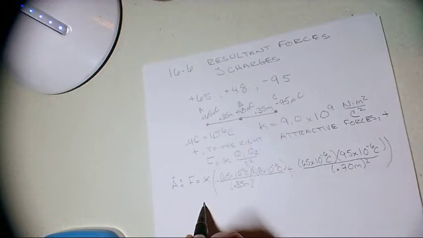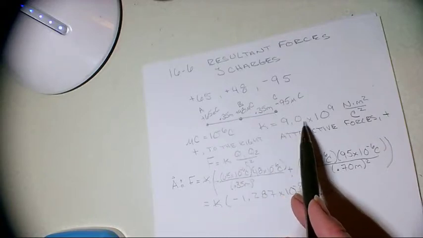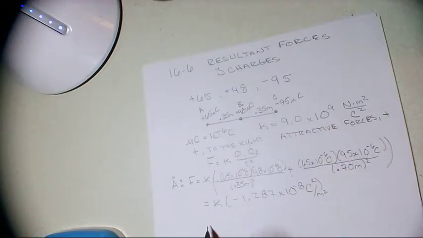So now we'll push the buttons and see what we get. I get negative 1.287 times 10 to the negative 8 coulombs squared per meter squared. Now I'm going to multiply it by K, which is 9.0 times 10 to the 9th, and I'm going to get negative 115.81 newtons as the net force for point A, or charge A.